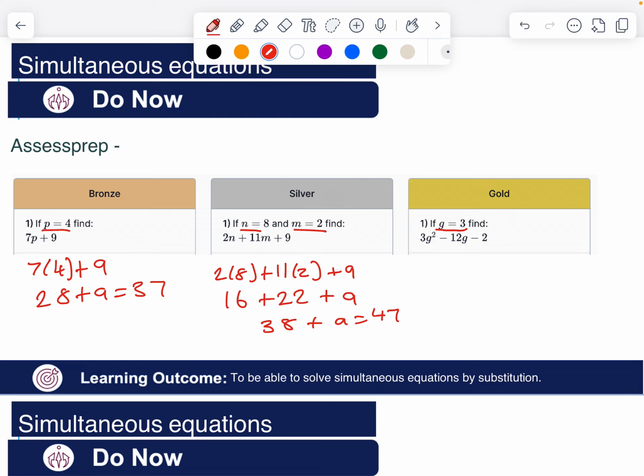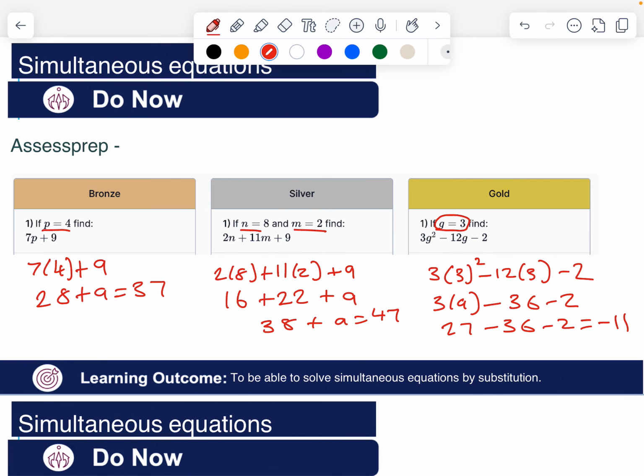Then the last one, we're going to be putting into a quadratic. So 3 times 3 squared minus 12 times 3 minus 2. Remember, BIDMAS, you do the indices first. So 3 squared would change to 9. 12 times 3 is 36. So then 3 times 9 is 27 minus 36 minus 2. So 27 minus 36 is negative 9, minus 2 is negative 11. Okay, so that's the first bit.